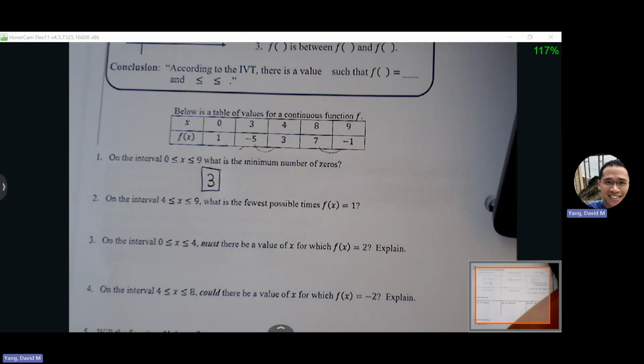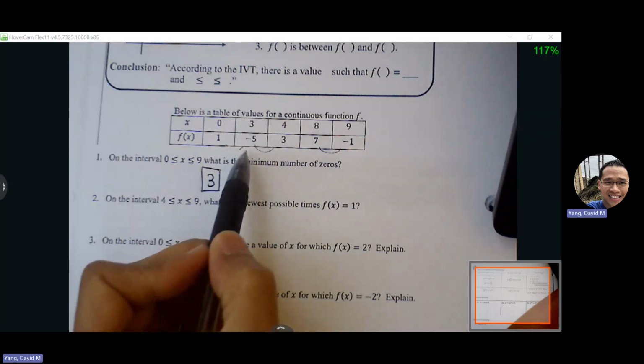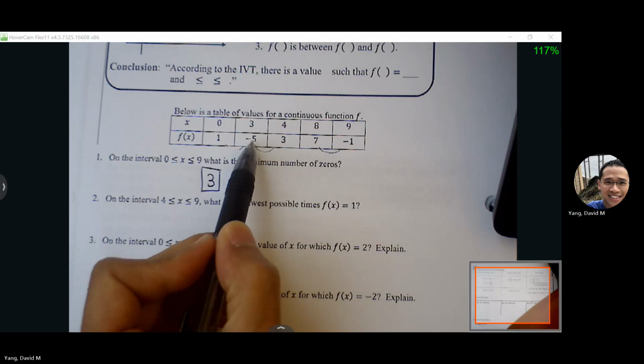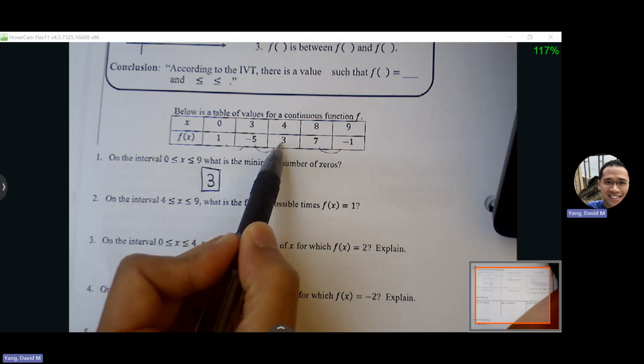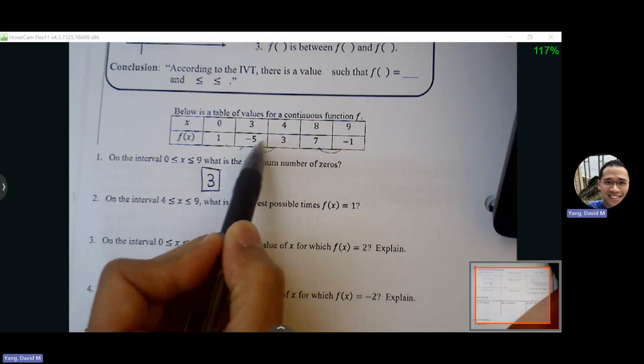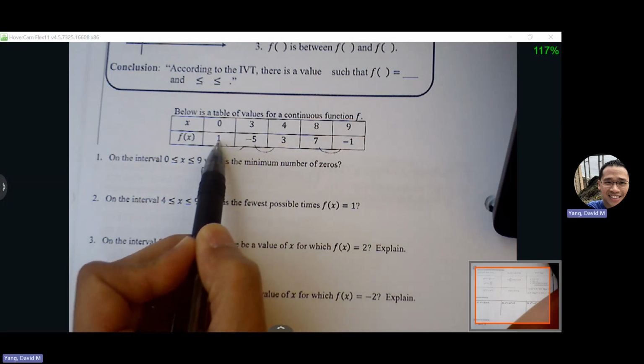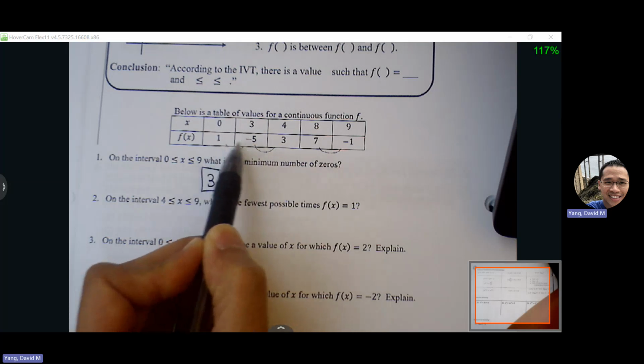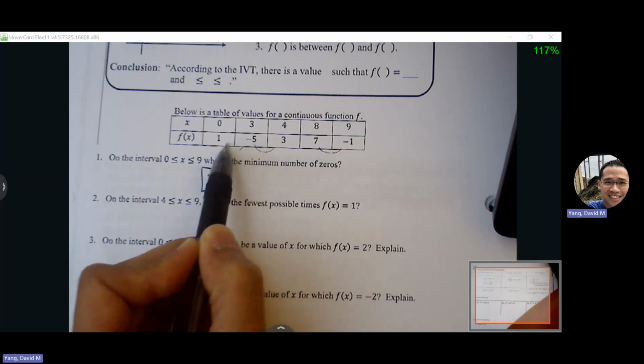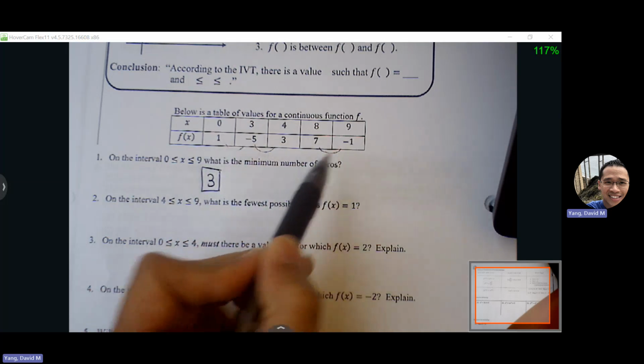We know that our function is continuous. Anytime we see a y value below our target turning to a y value above our target, we know that our target is going to be reached. We start off with a value above our target, we end up with a value below our target, we know our target is going to have to be reached somewhere between there as well. And likewise from 7 to -1.